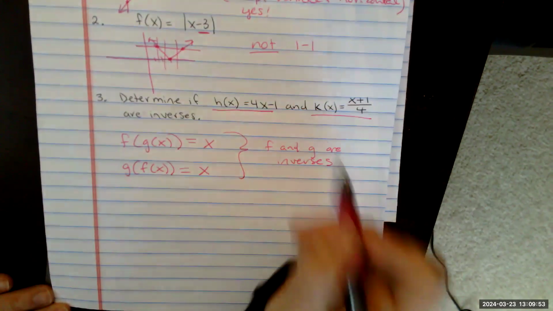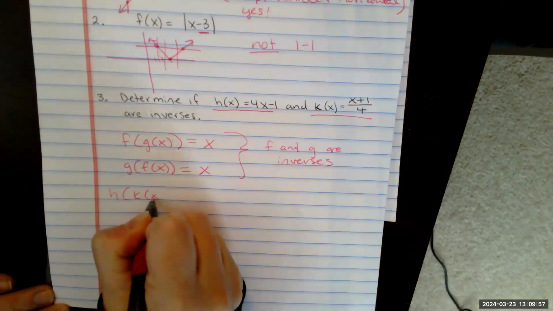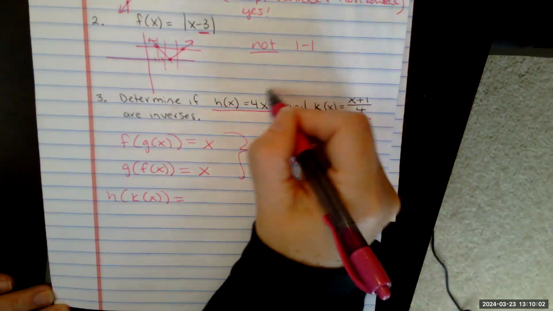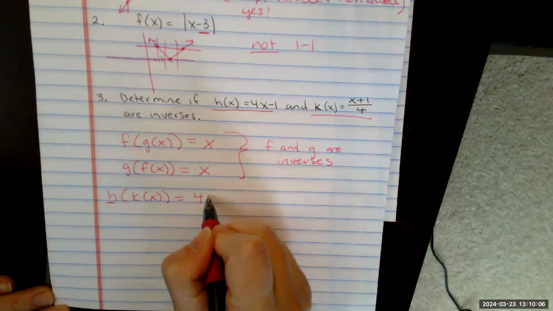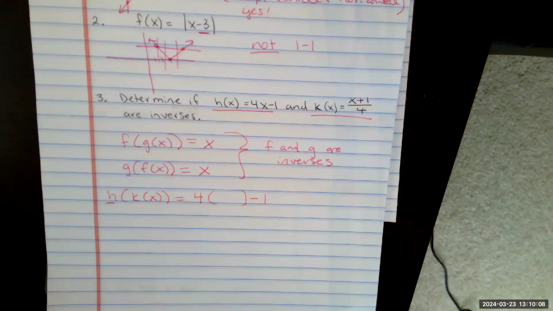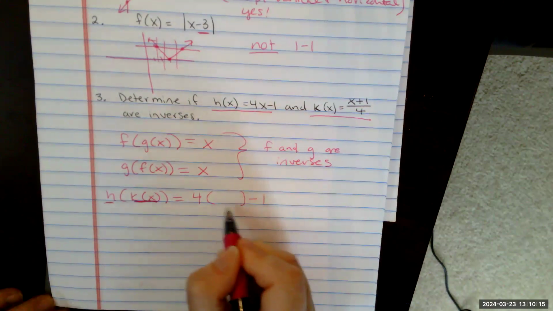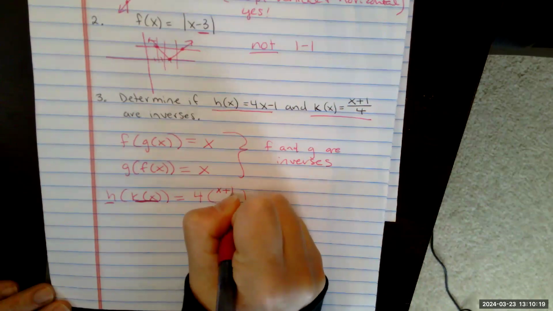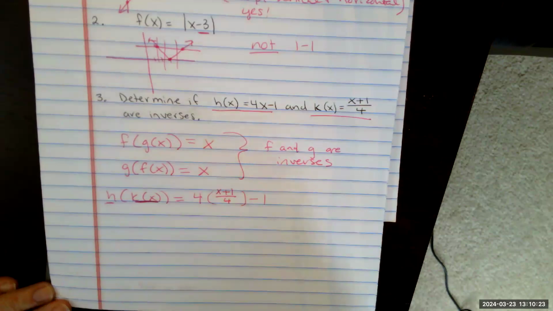So in order to tell if H and K are inverse functions, I'm going to first do H of K, which means I'm going to put the K function inside the H. So I start with the H and leave that space to then put the K inside the function, which means wherever the X was, I'm now going to put all of this. So X plus 1 all over 4. So this looks way more complicated than just an X.